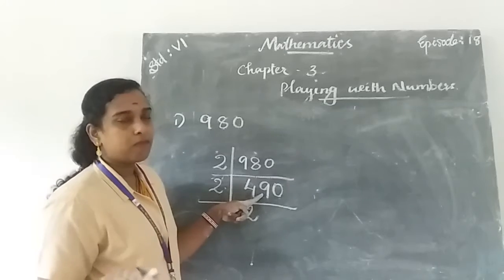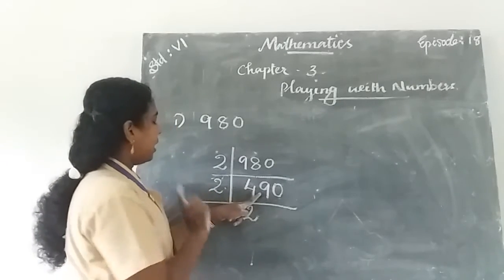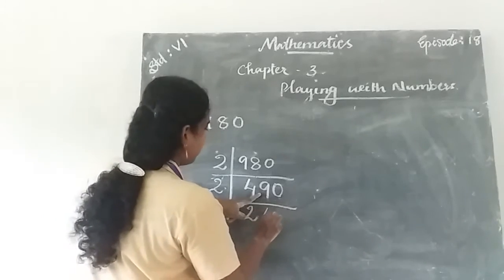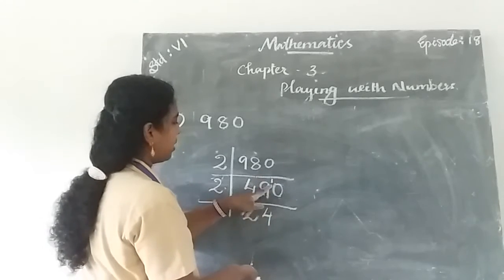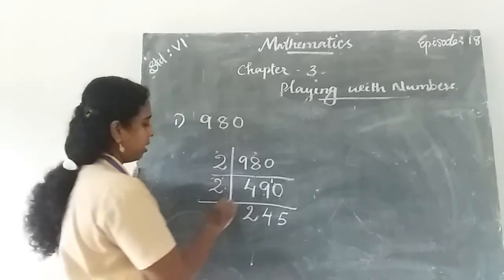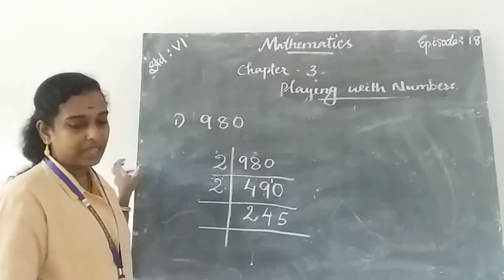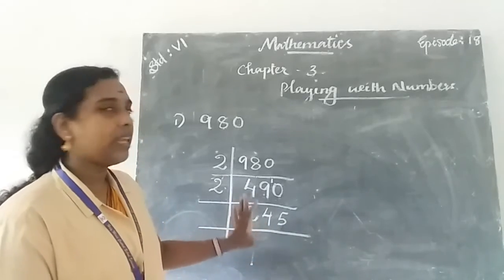Then the table of 2. 9 is not coming. So 8 is coming just before 9. That is 4 2s are 8. Then 9 minus 8 is 1. Then we get 10. 5 2s are 10. Okay. So we get 245. So here 5 is at the ones place, so it's not an even number.